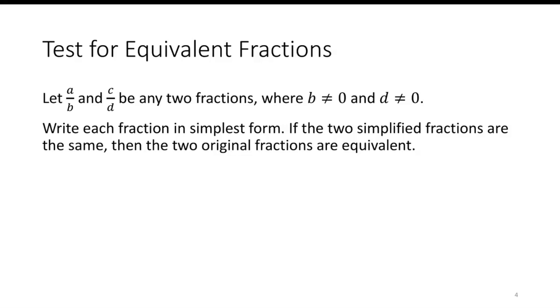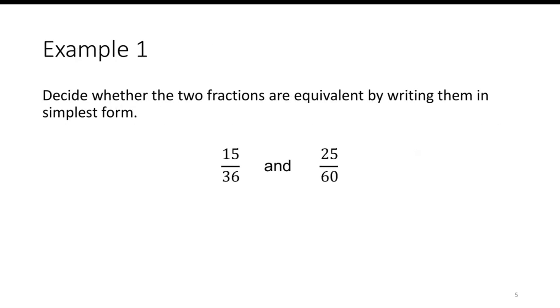Let a over b and c over d be two fractions, and assume the denominators are not 0. The idea is write each fraction in simplest form. If the two simplified fractions are the same, then the original two fractions are also equivalent. So let's start with 15/36 and 25/60.